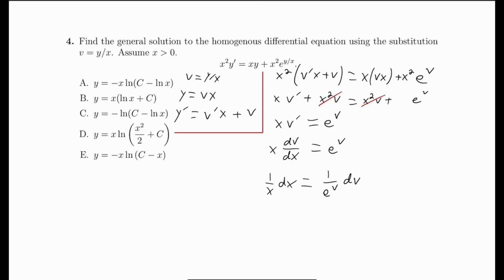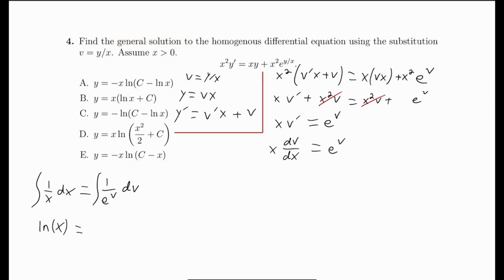So this is now another differential equation. We can just solve this by integrating both sides. The integral of 1 over x dx is just ln x. Don't need to worry about the absolute value because we are told to assume x is greater than 0. And that is going to be equal to, you could rewrite integral of 1 over e to the v as integral of e to the negative v dv. And then it's a little bit easier to see that that is negative e to the negative v. And we also need a plus c in there because these are both indefinite integrals.